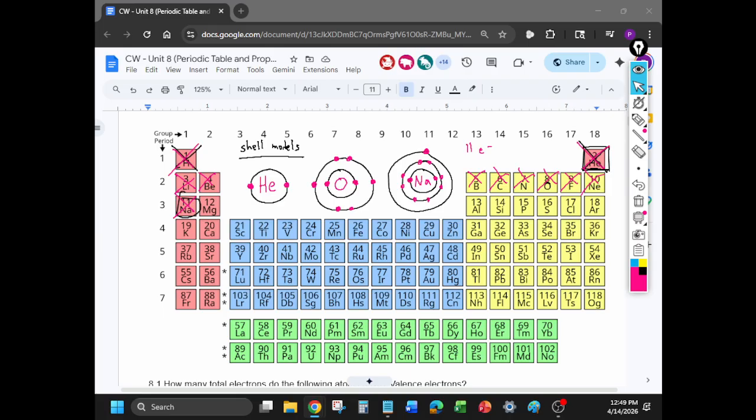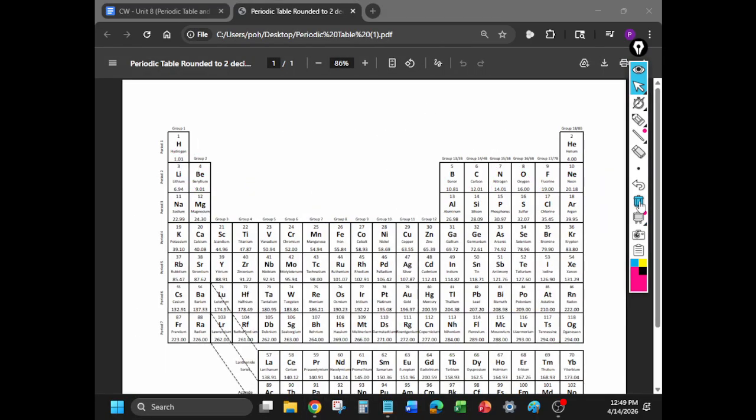Okay. Let's add one more thing onto it, and then we will be all done. So we talked about this before as well, but we talked about how elements, they don't stay normal. They like to gain and lose electrons. So let's write down the terms for that real quick. So when an element gains electrons, the element becomes negative, and we call that an anion.